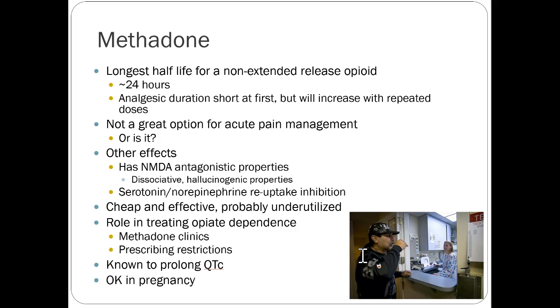So methadone's super dangerous in overdose, which maybe is a good reason not to let it out into the community in excessive amounts. It is okay to give in pregnancy, so you might have opioid dependence issues in pregnancy, and you could use methadone for those, in case anyone's curious.